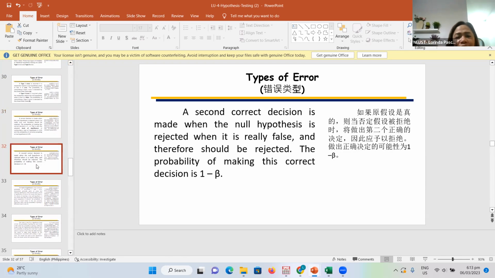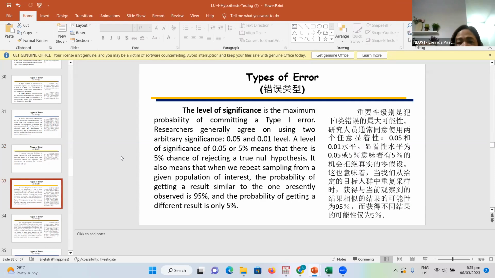So, to continue, a second correct decision is made when the null hypothesis is rejected when it is really false and therefore should be rejected. So, the probability of making this correct decision is 1 minus beta. So the level of significance is the maximum probability of committing a type 1 error.